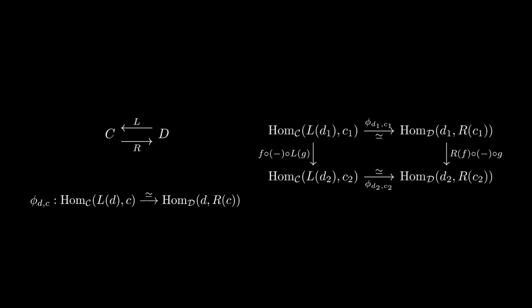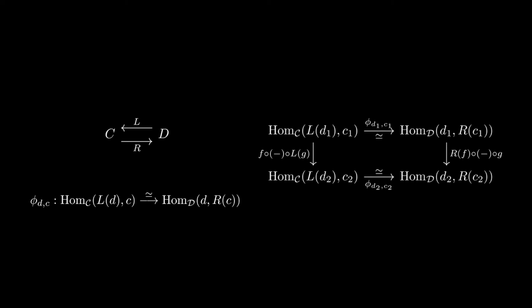They are a pair of functors, L and R, going back and forth between two categories. And we have a natural bijection on these Hom sets. So not only are these in bijection as sets, but the naturality means that given a morphism G from D2 to D1 in D, and F from C1 to C2 in C, the following is a commutative square.